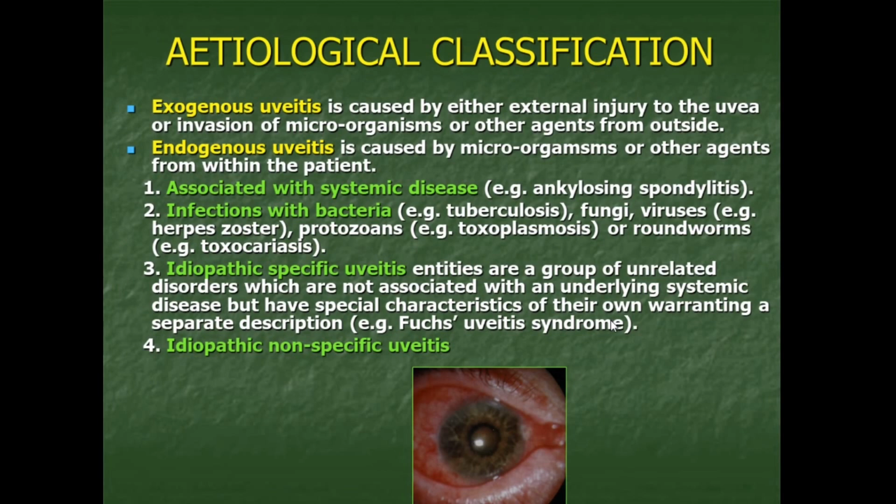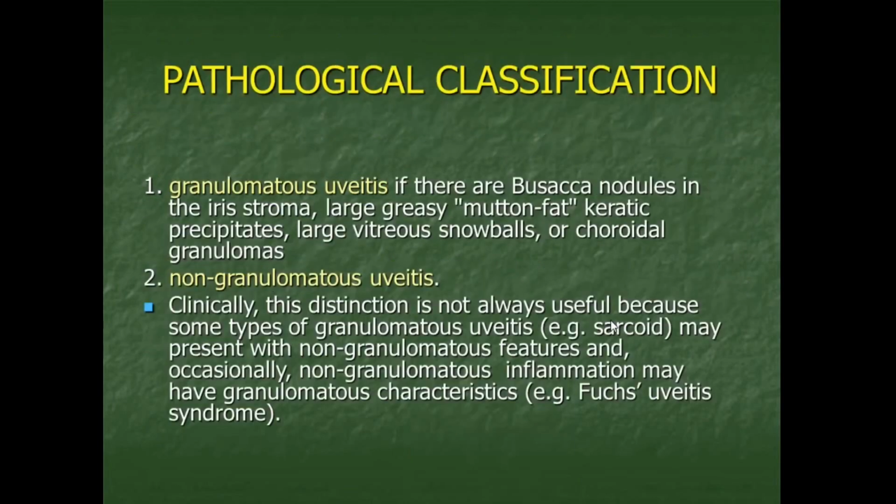Endogenous uveitis may be associated with systemic diseases, infection, or be idiopathic. Pathological classification: uveitis may be granulomatous or non-granulomatous.